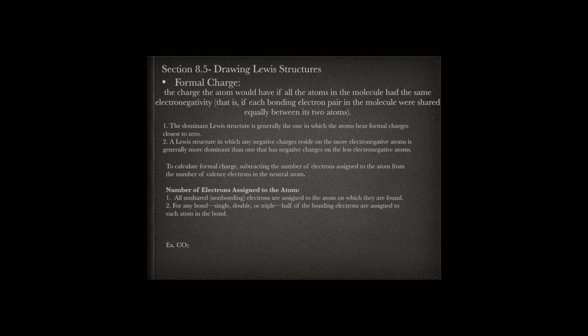So if you look at the example of carbon dioxide, here's where the issue arises. There are 2 different ways of drawing carbon dioxide. You could have 2 double bonds, or you could have a single bond and a triple bond. You don't know which one is dominant. However, you can figure that out really easily. The first thing you need to do is determine the number of valence electrons for each of these atoms. That's easy. Oxygen has 6, carbon has 4.